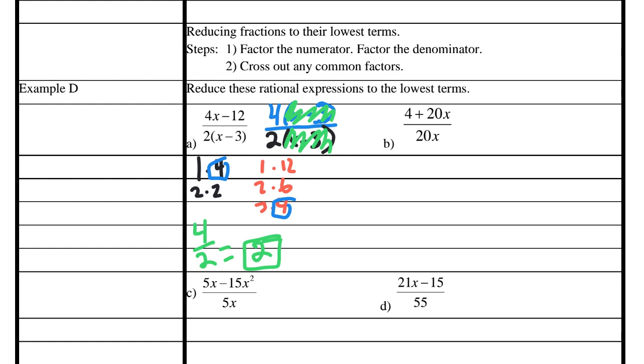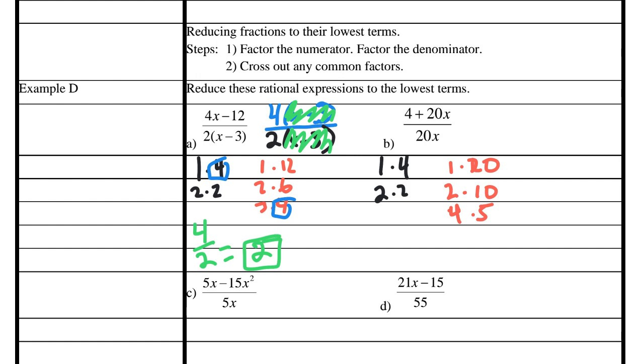Now let's look at B. For B, it's very tempting to cross off the 20x's because they're the same. But we can't do that because we're attached to that plus 4. So instead, we've got to break down our numerator just like we did over on letter A. So 4, 1 and 4, 2 and 2. Break down 20, 1 and 20, 2 and 10, and 4 and 5.